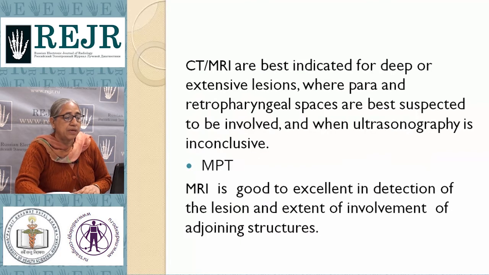CT and MRI are best indicated for deep or extensive lesions where para and retropharyngeal spaces are suspected to be involved and when ultrasonography is inconclusive. MRI is excellent in detection of the lesion and extent of involvement of the adjoining structures.